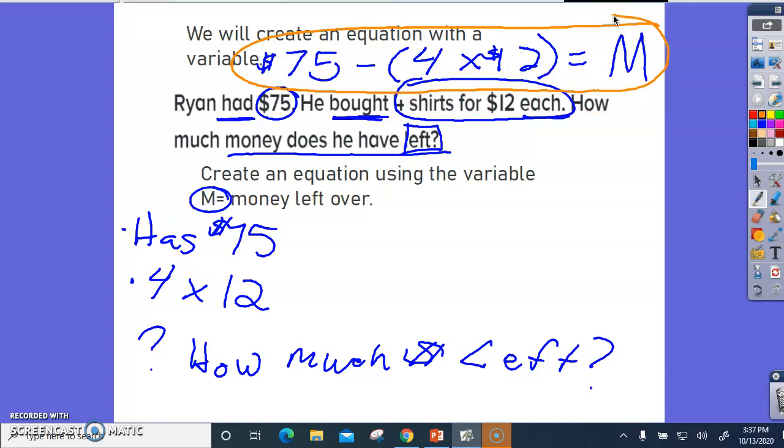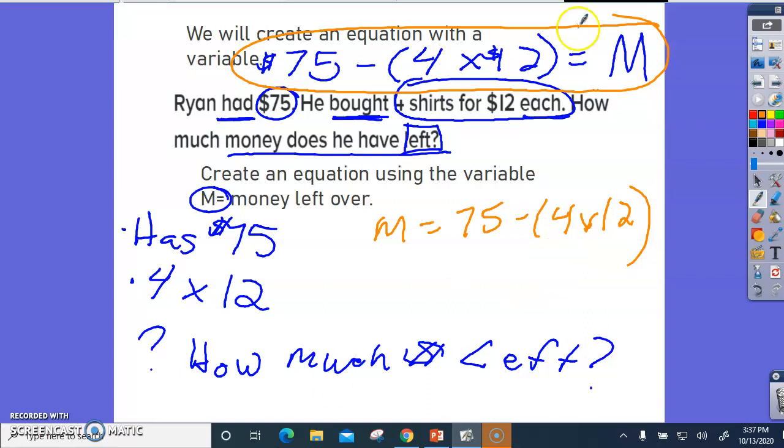$75 subtracted. If I did the 4 times 12, I would get 48. Then if I actually solved, 75 minus 48 would give you how much money he has left. But this is an equation. If you flip it and you write M equals 75 minus 4 times 12, that works too. They're representing the same exact thing.